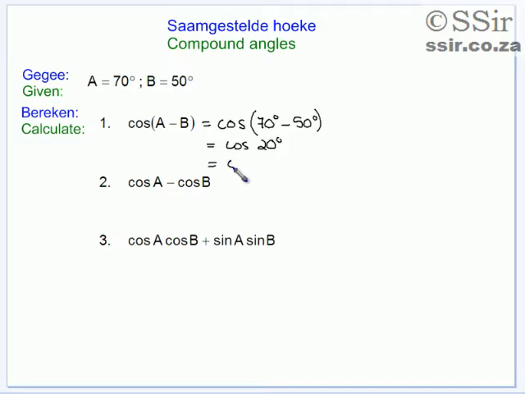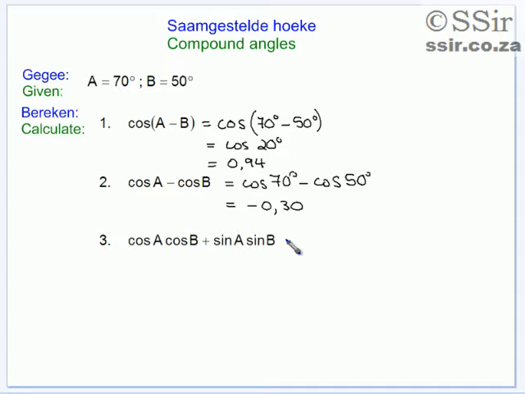Using your calculator, this becomes 0.94. Cos A minus cos B means cos of 70 degrees minus cos of 50 degrees. And if you calculate this using your calculator, you'll get minus 0.30.